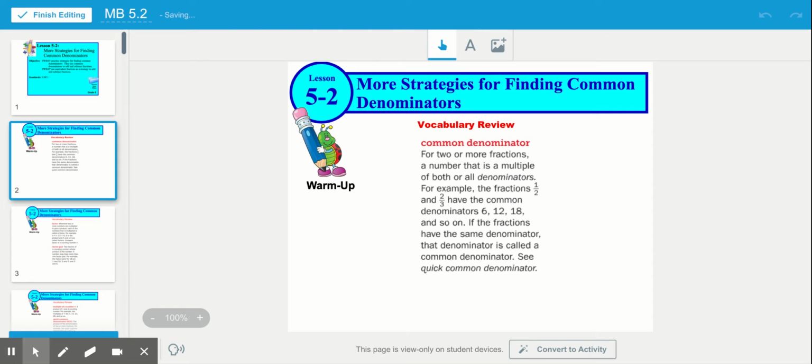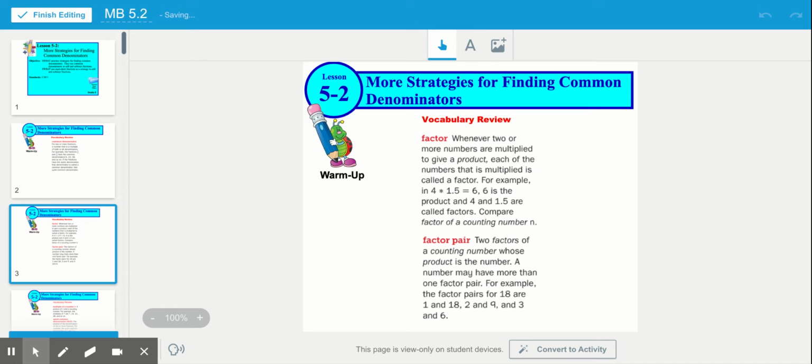First up, common denominator. Remember that for two or more fractions, a number that is a multiple of both or all denominators. For example, the fractions 1/2 and 2/3 can have a common denominator of 6, 12, 18, and so on. If the fractions have the same denominator, that denominator is called a common denominator.